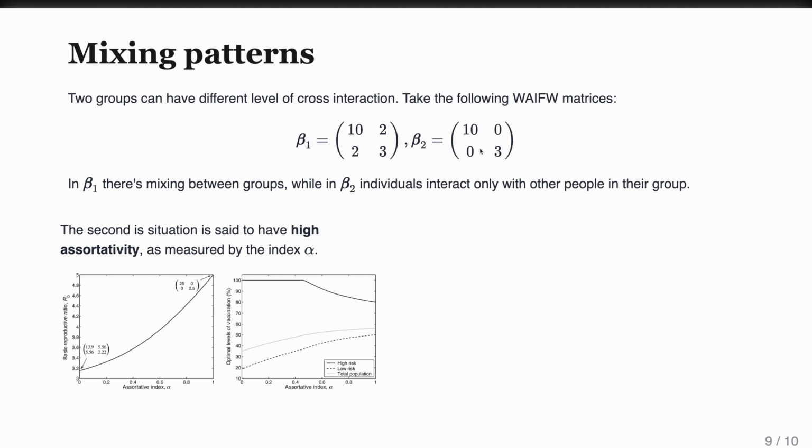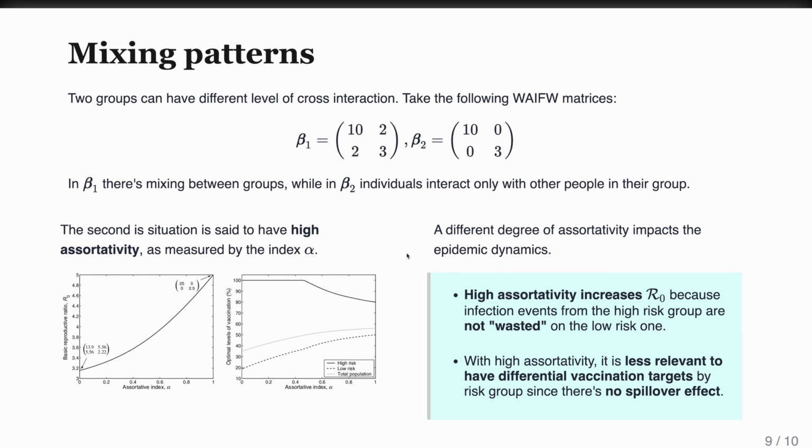The level of segregation between groups is called assortativity. When we have high assortativity, it means that there is no connection between groups, and this phenomenon can be summarized by a variable called alpha. It's possible to show, but we won't see the calculation here, that as the assortativity index alpha increases, also the basic reproduction number on the overall population increases. And therefore, different degrees of assortativity mean different epidemic dynamics.